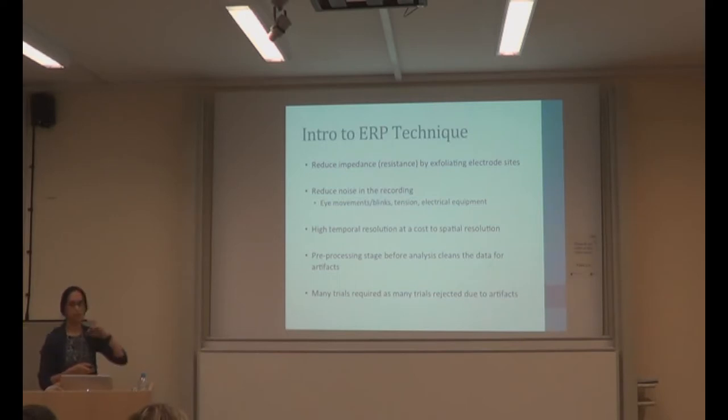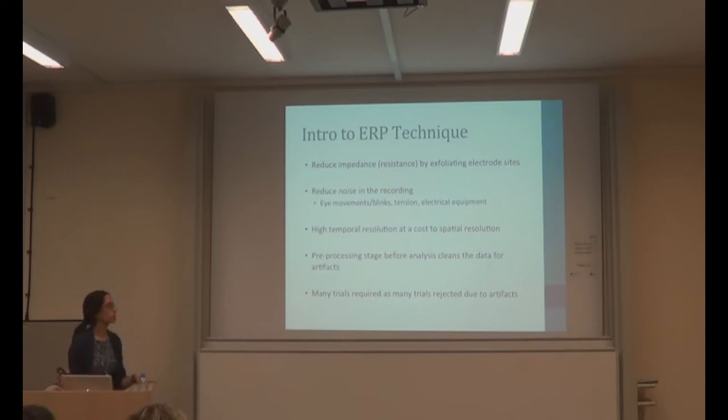And this is something that Linnea talked about last week, but the opposite for MEG. So ERP has very high temporal resolution at a cost to the spatial resolution. So for my study, we get a sample every 2 milliseconds, but we only have 60 points of reference on the scalp.